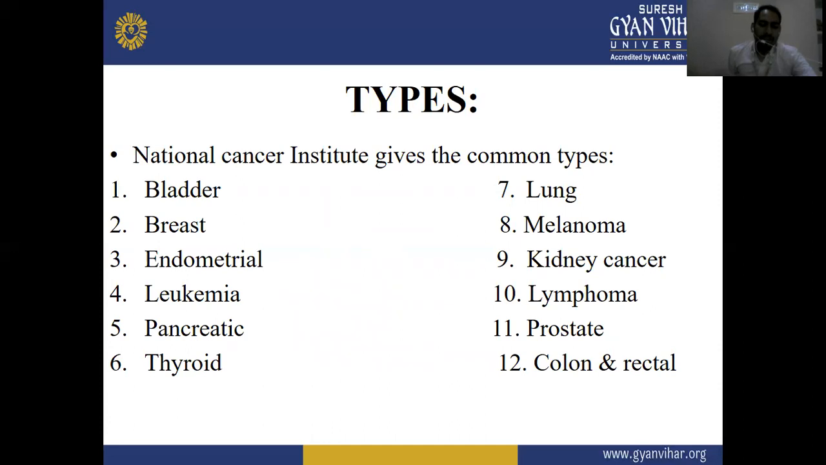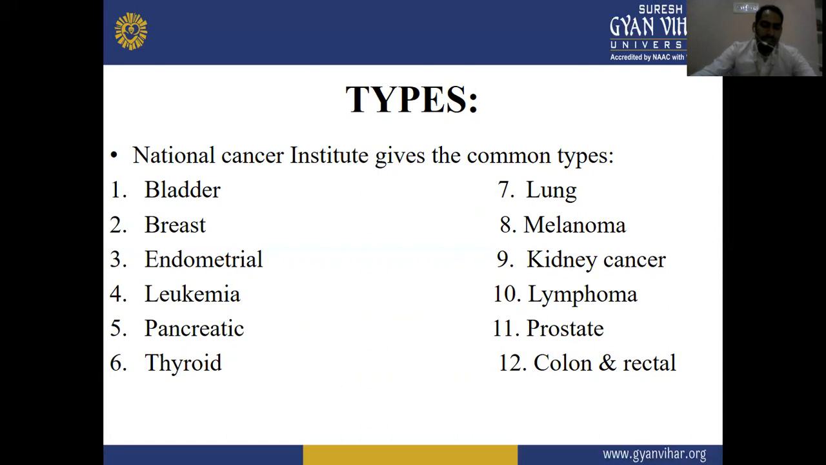Next is pancreatic cancer, a cancer that begins in the pancreas, the organ lying behind the lower part of the stomach. Next is thyroid cancer, a cancer of the thyroid, the butterfly-shaped gland at the base of the neck. Lung cancer begins in the lungs and most often occurs in people who smoke. Melanoma is the most serious type of skin cancer.